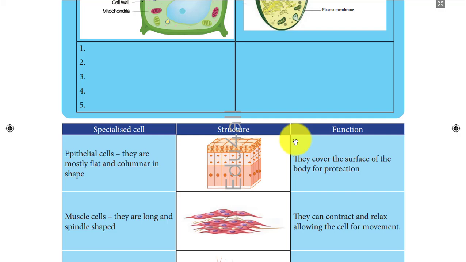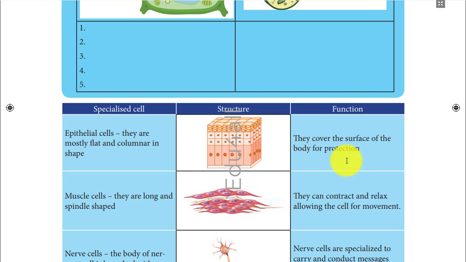Now we are going to see cells. All the cells are not the same. Depending upon the function, they are modified. So first we are going to see about the epithelial cell, which is mostly flat and columnar, just like columns. It covers the surface of the body and gives protection.